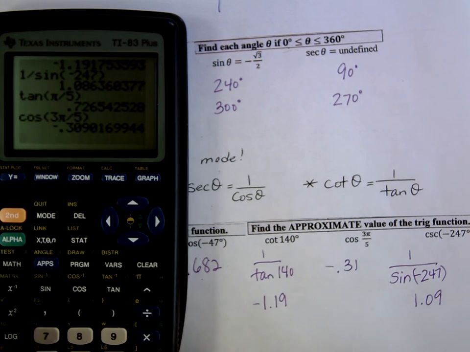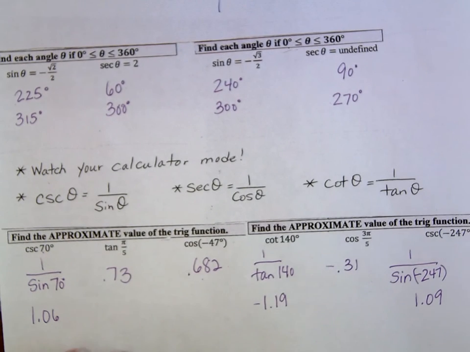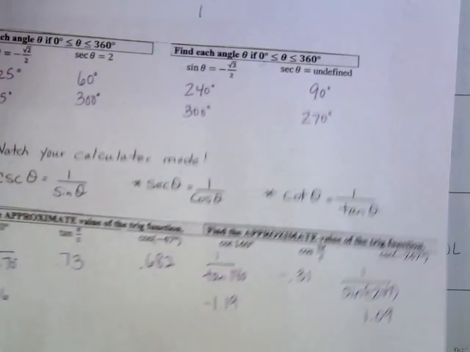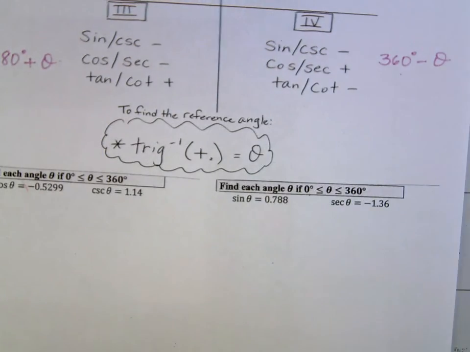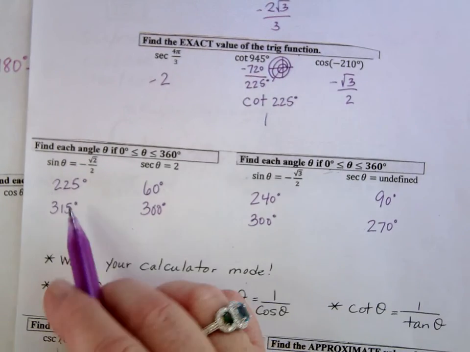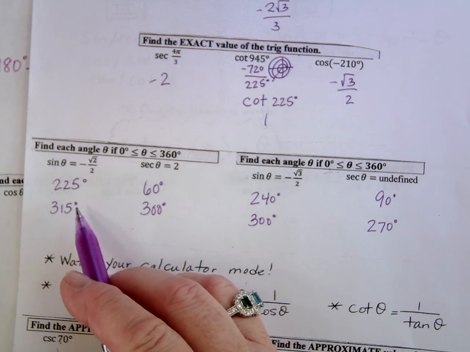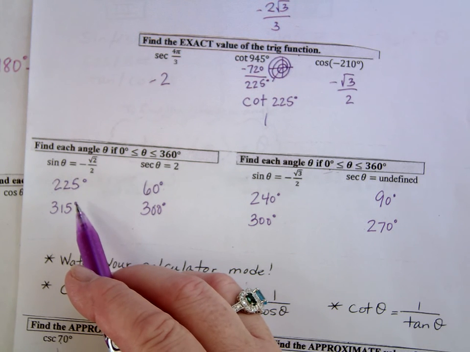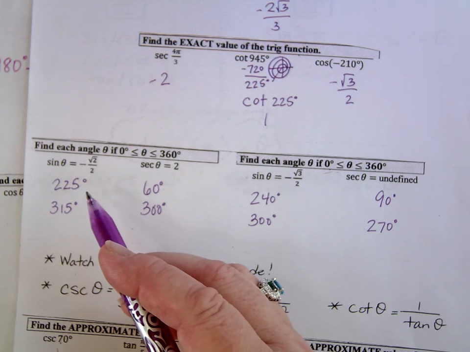All right, so there's our first page of examples, how you find them when they are not on your chart. The second part of the lesson gets into finding the angles when they're not on the chart. Remember these that we just did, where we could figure out exactly what angles had that particular sine value? What happens if it's not something on your chart and you want to know what the angle is? It's a little bit more work.